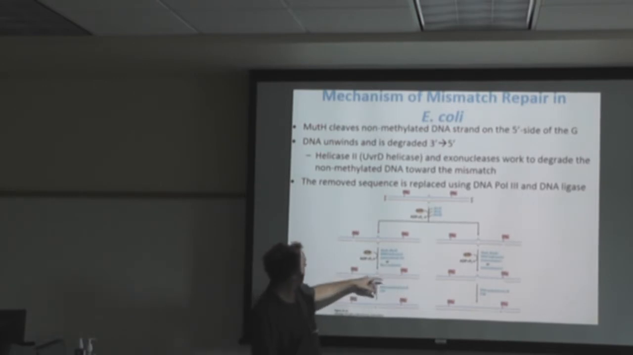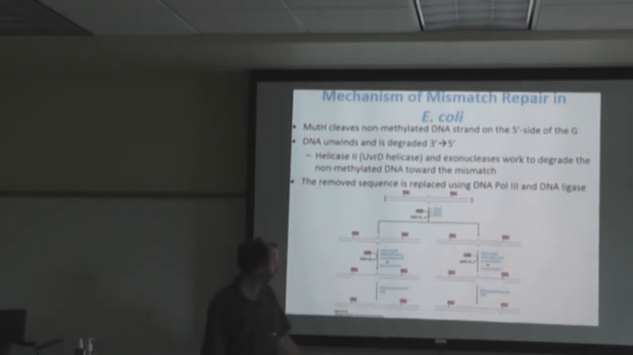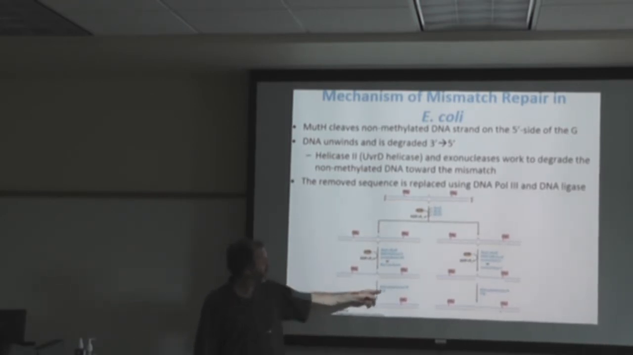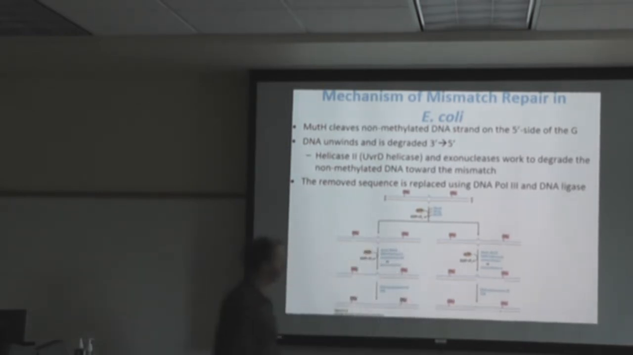So where do they have that? Here it degrades the DNA towards that mismatch, in this direction. Single-stranded binding proteins will come in and stabilize this single strand, and then DNA polymerase III can come in and rebuild that short strand of DNA. And that's how mismatch repair occurs in bacteria.